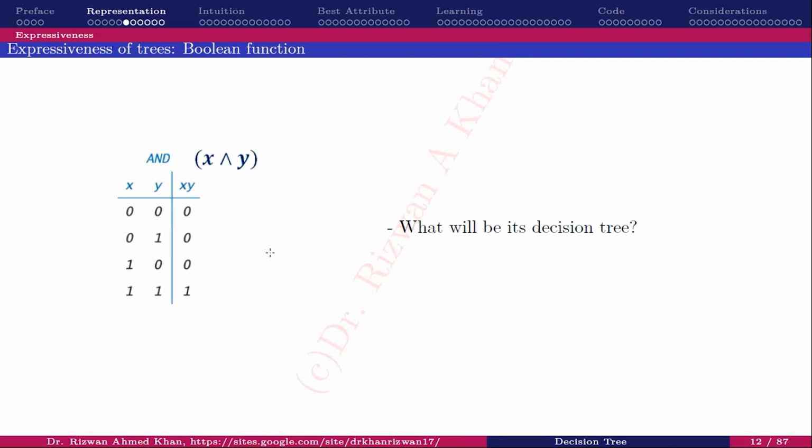Okay, now here's a bit easier example for you guys. Now we'll see how trees can represent Boolean functions. I have shown one Boolean function, AND, and we all know this is the truth table. AND is like conjunction, x conjunction y, or x and y. So this is the sign of conjunction. So what will be the decision tree? Can you represent this Boolean function in terms of a tree? It will hardly take 30 seconds to draw a tree.